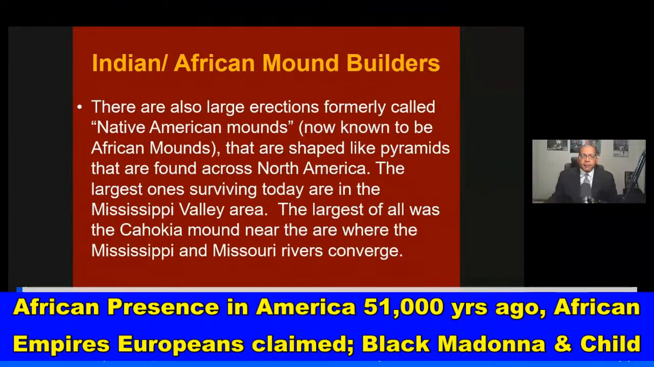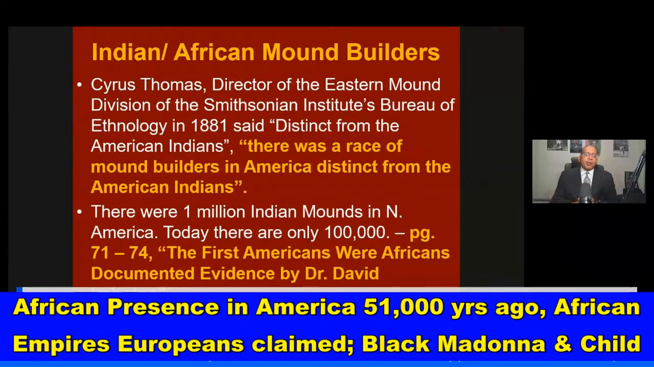Now, Cyrus Thomas, director of the Eastern Mound Division of the Smithsonian Institute's Bureau of Ethnology in 1881, said, quote, distinct from the American Indians, there was a race of mound builders in America distinct from the American Indians. There were 1 million Indian mounds in North America, end quote. Today, there are only about 100,000. If you read pages 71 through 74, the first Americans were Africans, documented evidence by Dr. David Imhotep. He talks about these mounds.